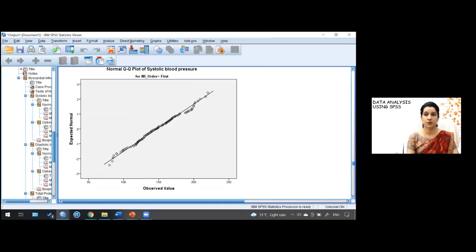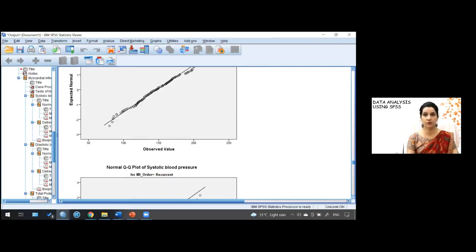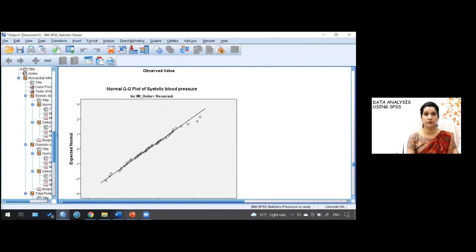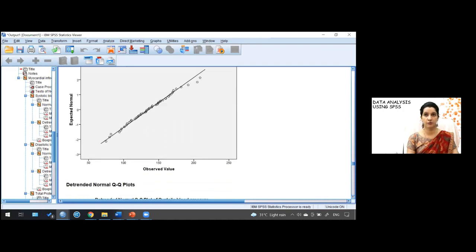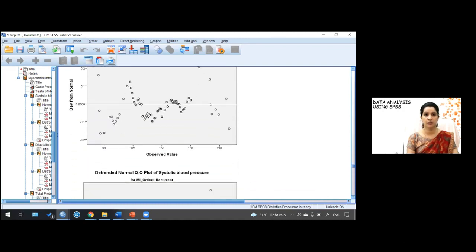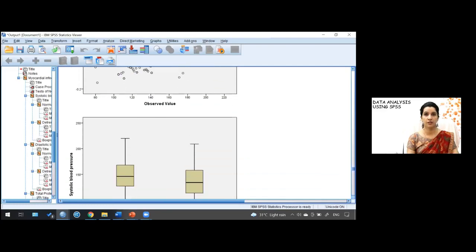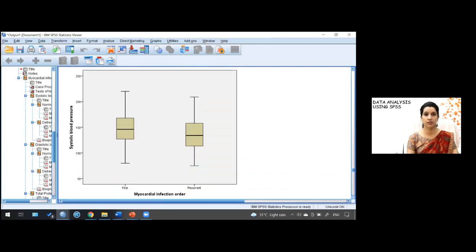So as per visual inspection of the QQ plot, it is normally distributed. Then if you see the recurrent order, it is also in a single line, so it is also normally distributed. Then you leave the other detrended one and come to the box plot. In the box plot, you can see both the box plots of systolic blood pressure across the first and recurrent order MI. Can you see any outlier here?